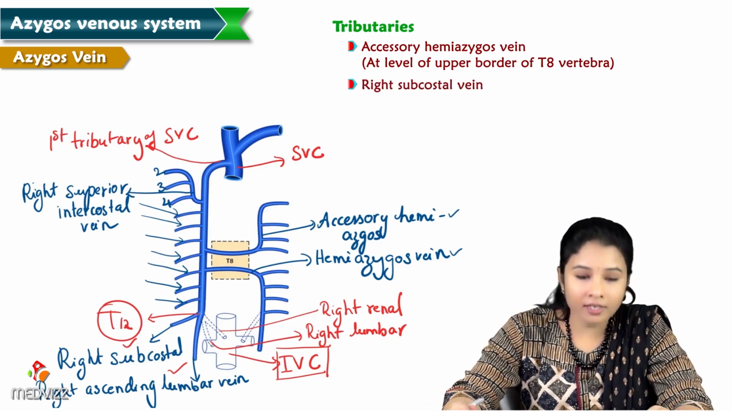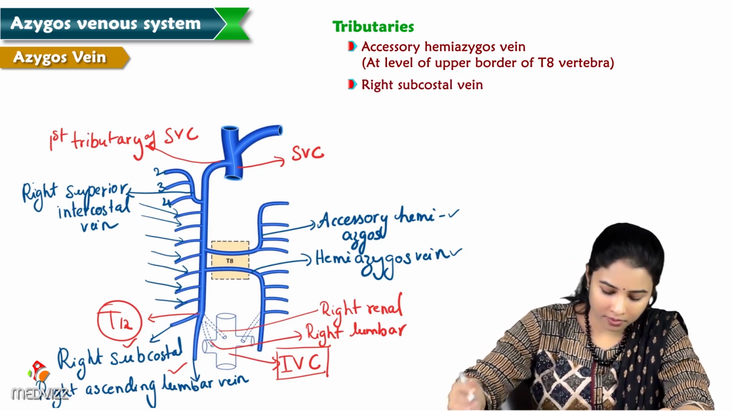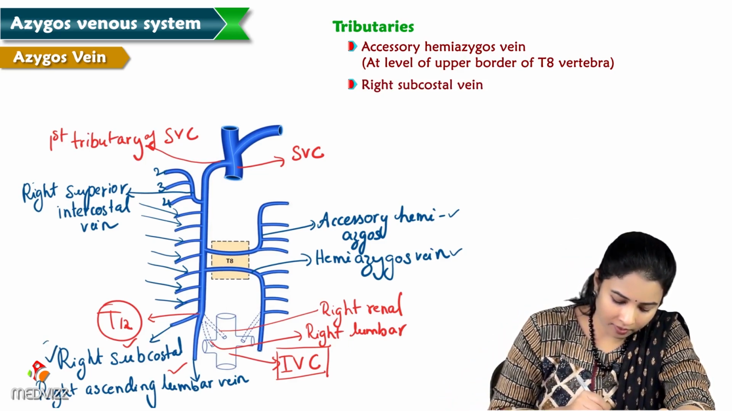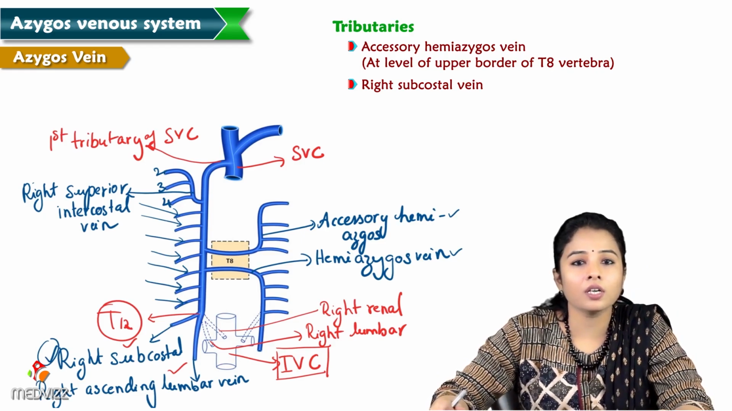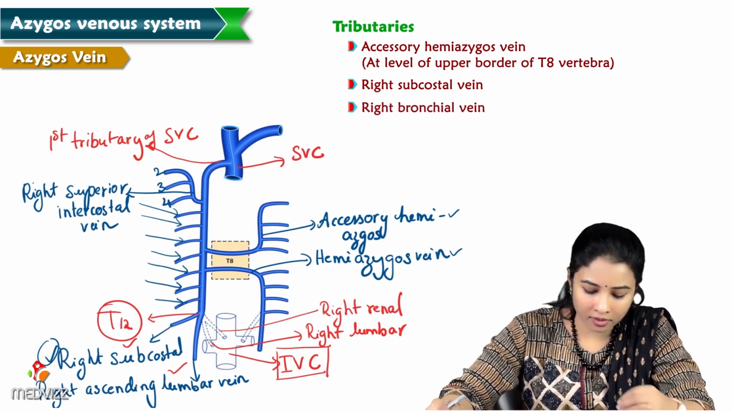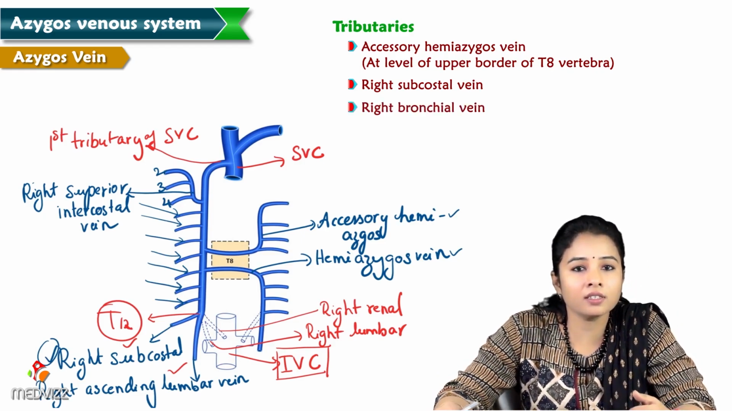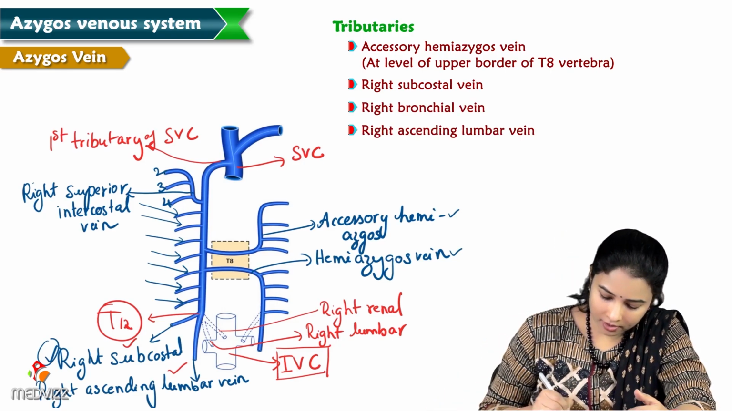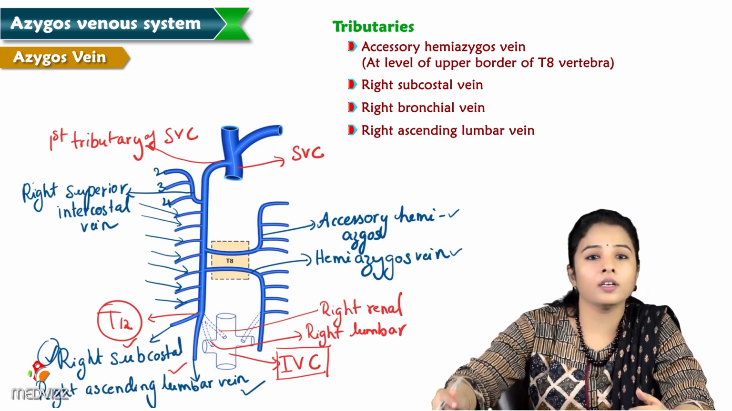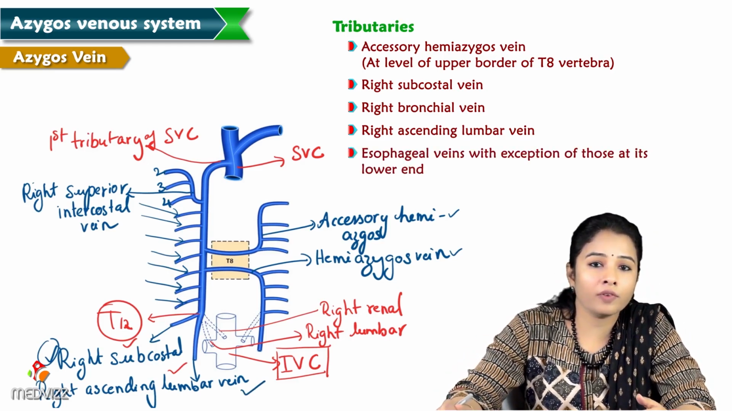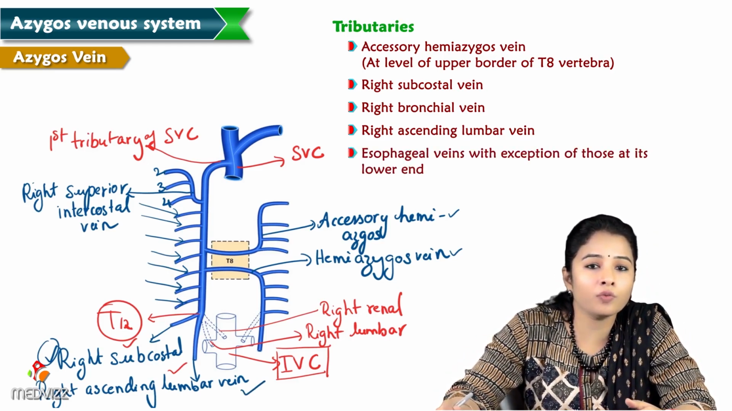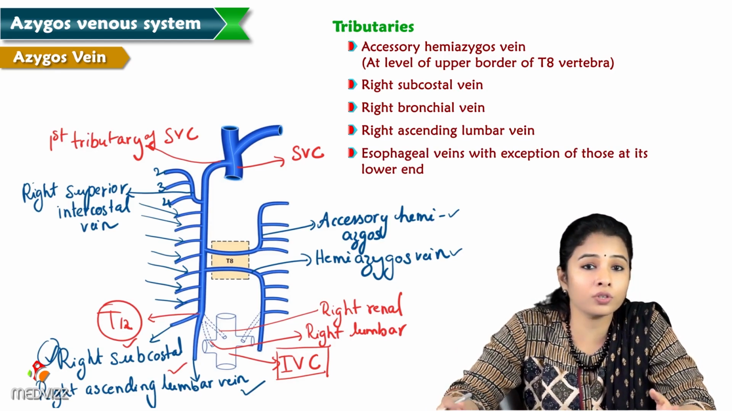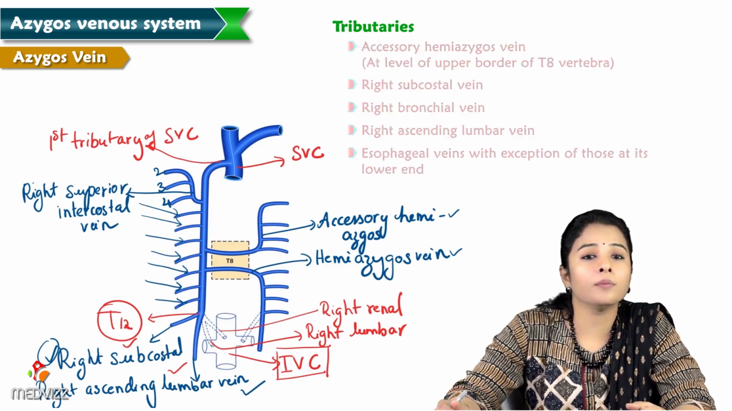And also the right subcostal vein. So this is the right subcostal vein where we saw its formation. Right bronchial vein which drains the lungs, and right ascending lumbar. Here is the right ascending lumbar, and esophageal veins, with the exception of the lower end of the esophagus. The rest of the esophageal veins also drain into the azygous vein.